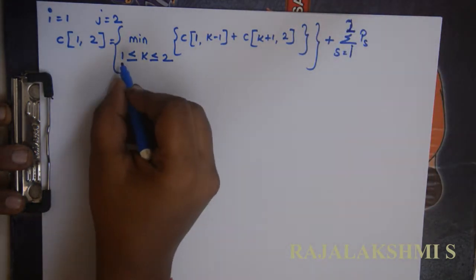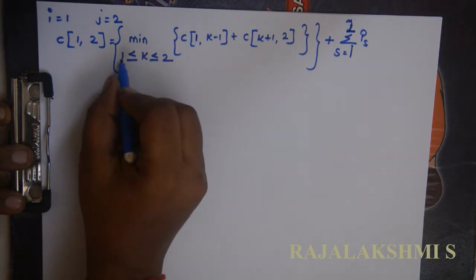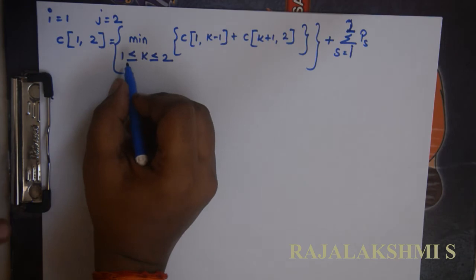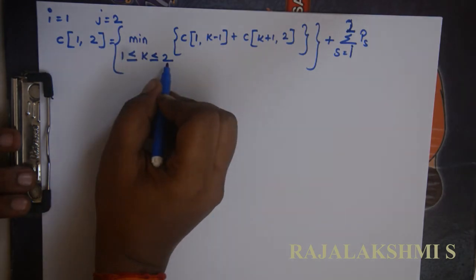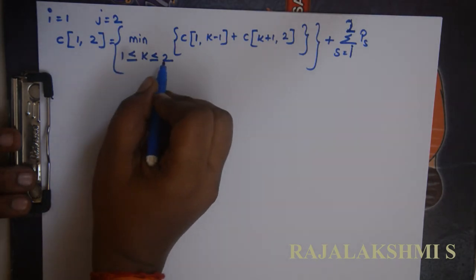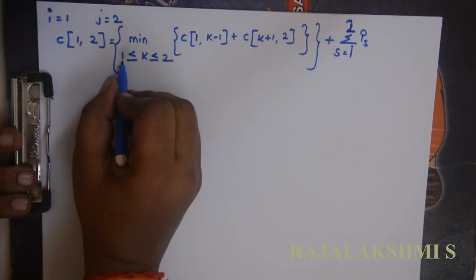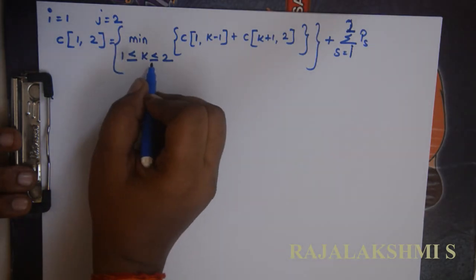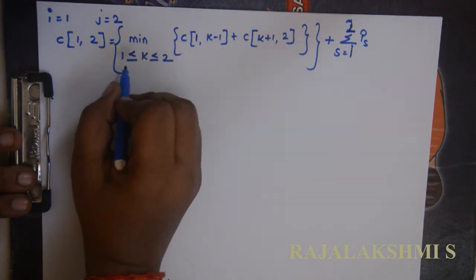Okay, so now we will be substituting the various values of k. So 1 less than or equal to k less than or equal to 2, in the sense k will take the value from 1 to all the integers in between. Okay, so here we are having 1 and 2 without any consecutive integers. So k takes the value 1 and 2.